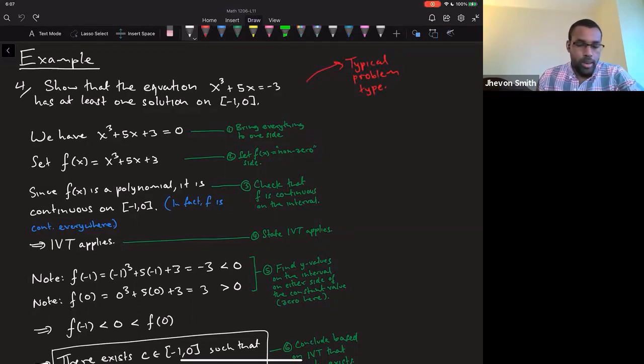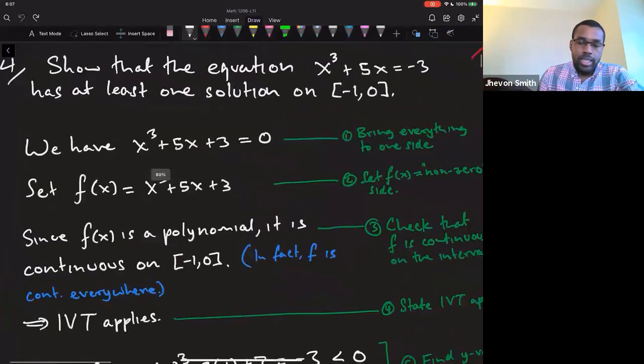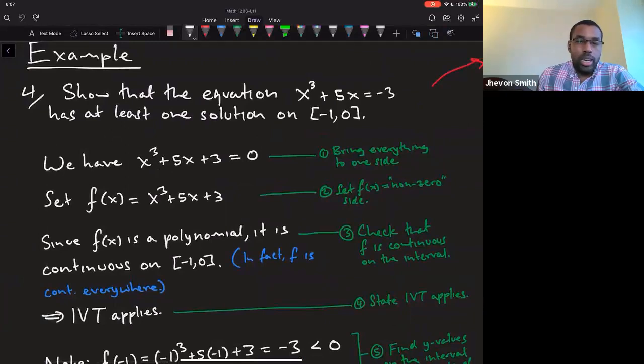So the idea is to bring everything to one side, or bring all non-constant terms to one side, and set your f to be that function. If that function is continuous, which you might have to do a little bit of explanation about. In this case, it was a polynomial, so I didn't have to explain that. We can assume that the elementary continuous functions are continuous on their domains. For polynomials, the domain is all real numbers.